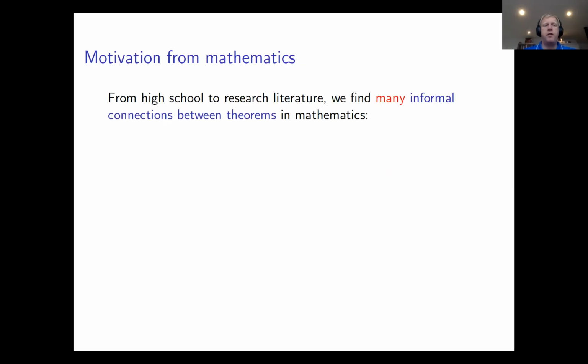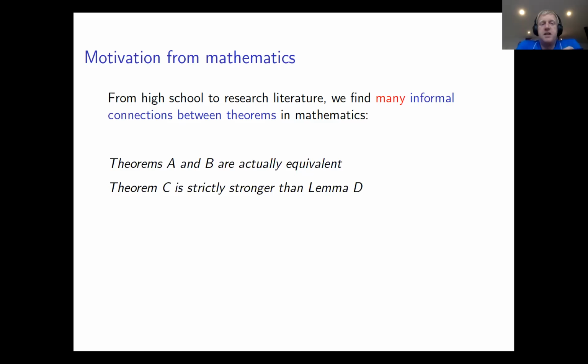So some motivation for reverse math we can find in most of mathematics, in high school math, but also in the research literature. There are many informal connections between theorems. In papers or even in high school, we may say stuff like, well, theorems A and B are actually equivalent, or theorem C is strictly stronger than lemma D. And for example, there's also a proof of theorem E without using lemma F.